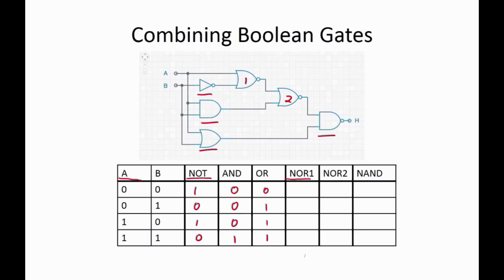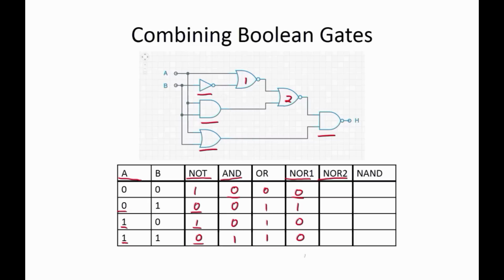For input 0, 1, the output is 0. For 0, 0, the output is 1. For inputs 1, 1, the output is 0. And for input 1, 0, the output is 0. In the same manner, we evaluate the outputs for our second NOR gate. Its inputs are the outputs of the first NOR gate and the AND gate. Again, we simply walk through each combination of inputs and specify the outputs produced by the second NOR gate.